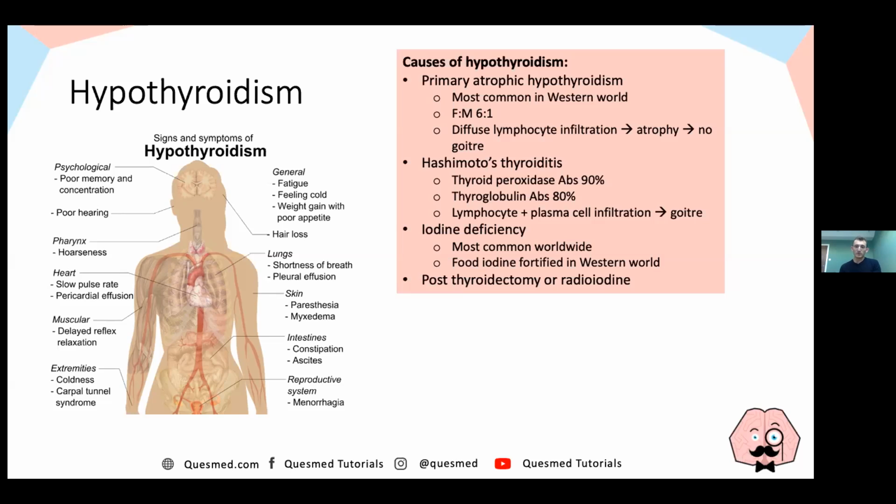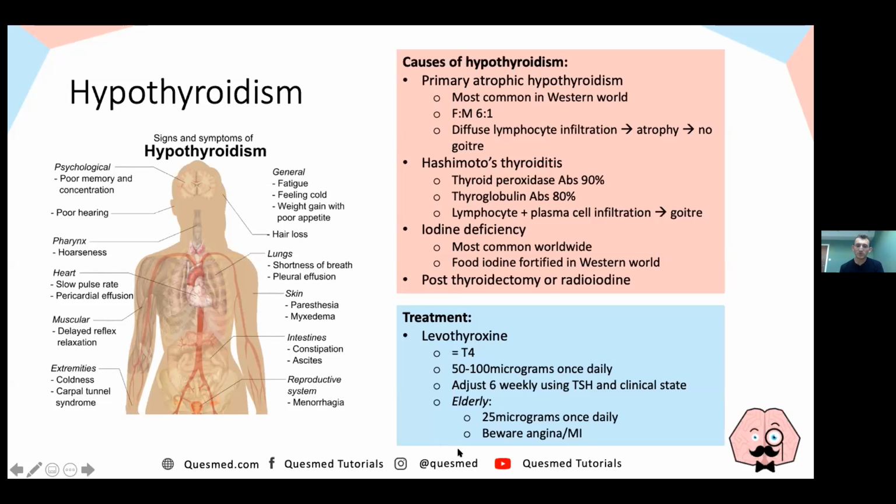Other causes of hypothyroidism: the most common cause worldwide is iodine deficiency. As I was saying before, that's very unlikely in a country like the UK, because in the Western world some foods are fortified with iodine. And then other causes are things like post-thyroidectomy, if you're not replacing your thyroid hormone effectively.